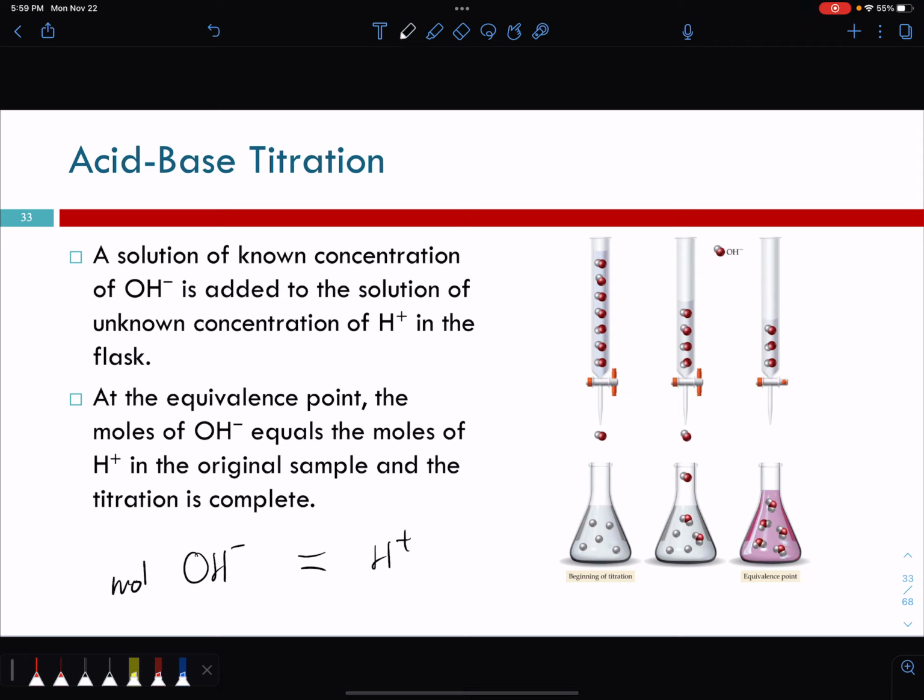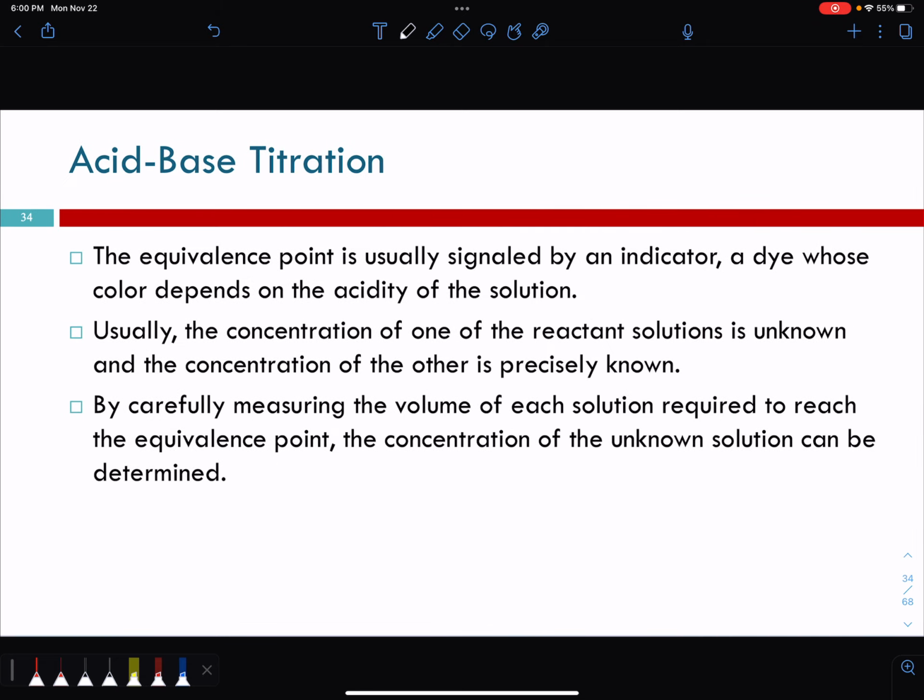It's the moles and the moles. Right, the number of atoms and molecules, the number of particles is the same.